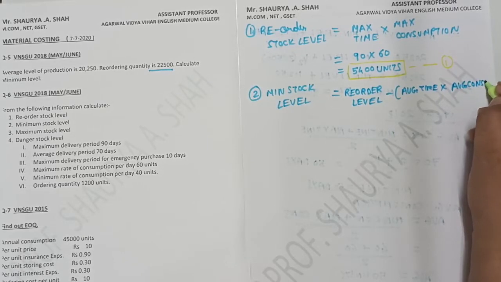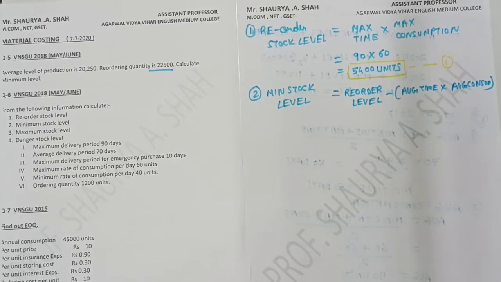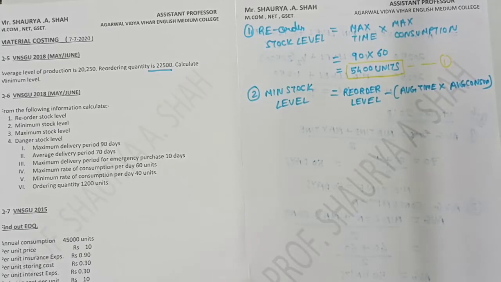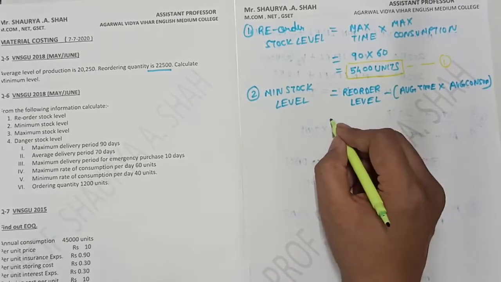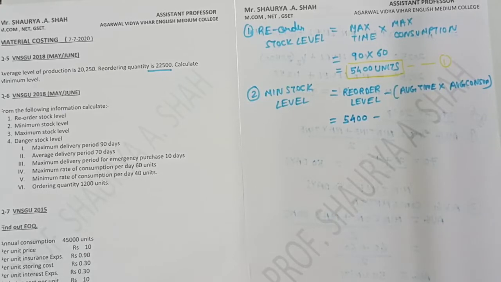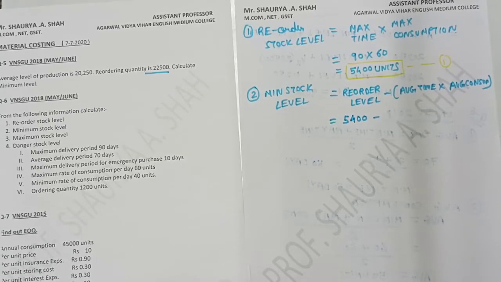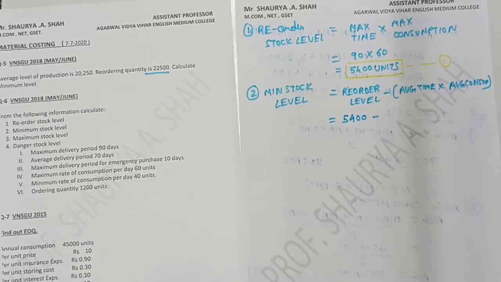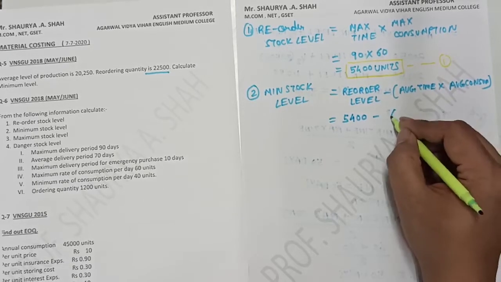That is why we needed the above particulars, right? Everything is based upon your 6 things only. So what is your minimum level? Reorder level minus average time into average consumption. Reorder level, the answer we found out, it is 5400 minus average time, students. What is average time? Average time we found out 50 days.